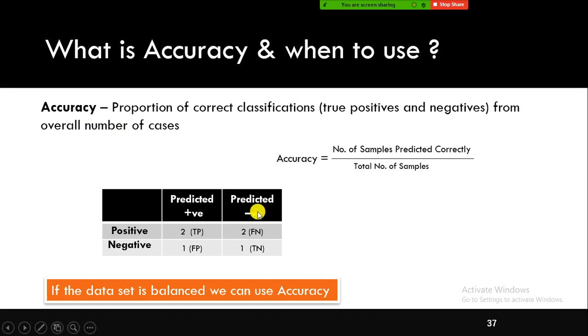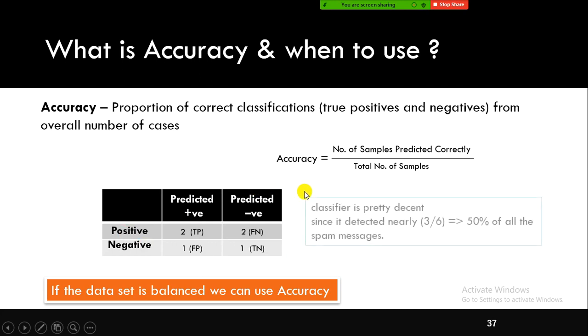Now let us take a look at this confusion matrix. In this case, two true positive values are there and two false negative values are there. So what is the formula for accuracy? Accuracy is true positive plus true negative, TP plus TN, divided by all these values, the total number of samples. Out of the total number of samples, how many were predicted correctly? That is accuracy.